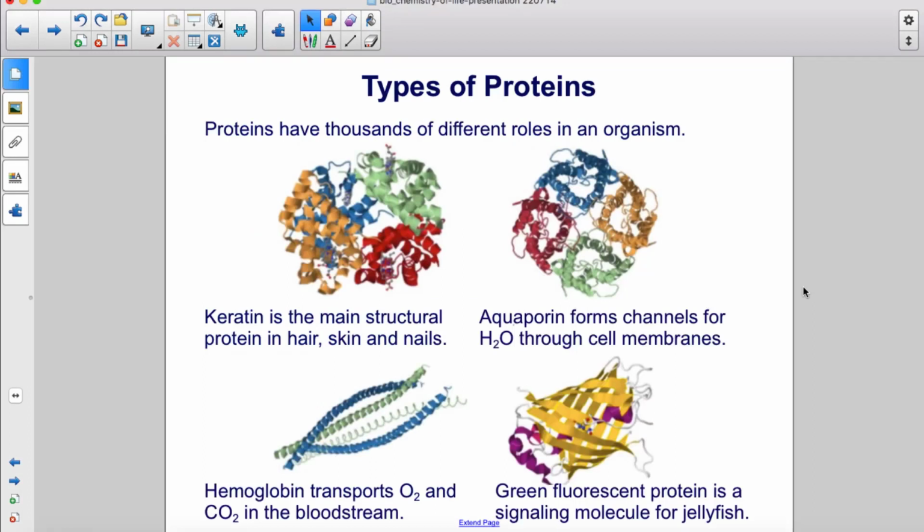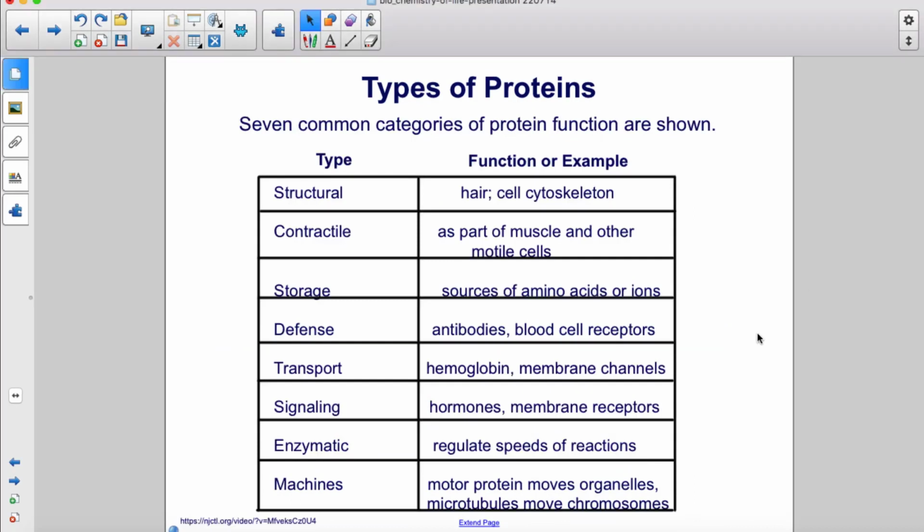Proteins have thousands of different roles in an organism. Keratin is the main structural protein in hair, skin, and nails. Aquaporin forms channels for water through cell membranes. Hemoglobin transports oxygen and carbon dioxide in the bloodstream. And green fluorescent protein is a signaling molecule for jellyfish. 7 common categories of protein function are shown.